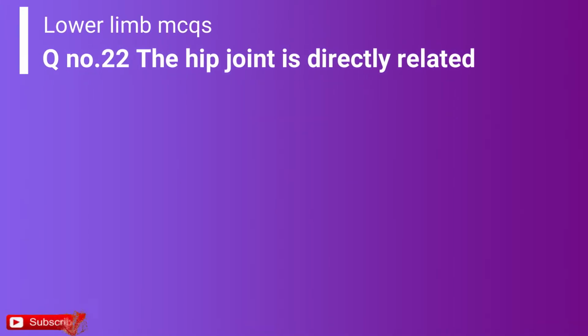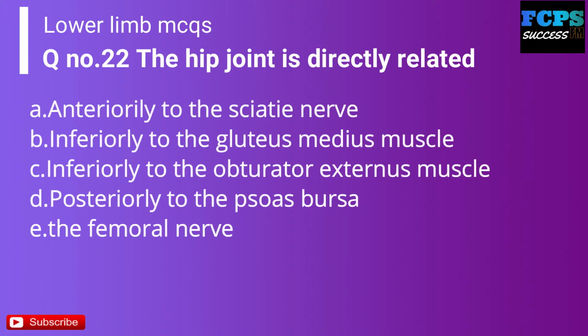Question number 22. The hip joint is directly related to option A, anteriorly to the sciatic nerve. Option B, inferiorly to the gluteus medius. Option C, inferiorly to the obturator externus muscle. Option D, posteriorly to the psoas bursa. Option E, posteriorly to the femoral nerve.